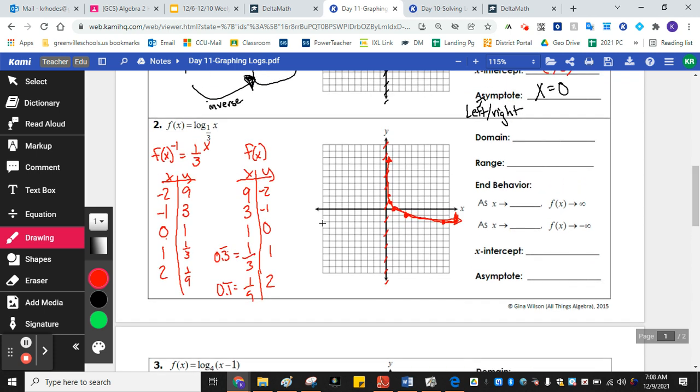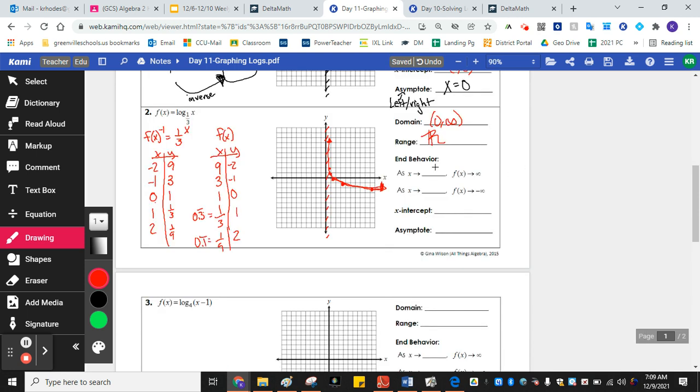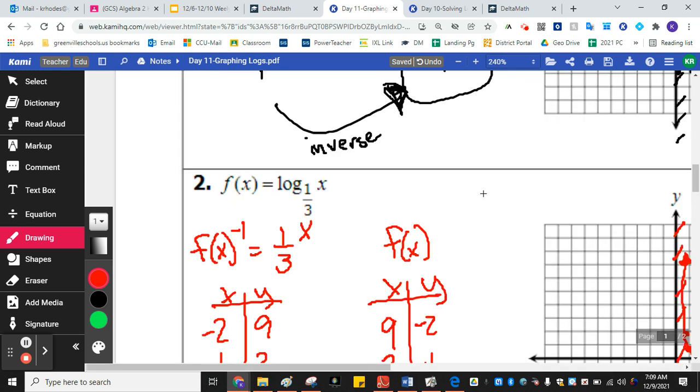Domain, left to right. First thing you get to is your asymptote at 0 to infinity, going right forever, going down forever, going up forever. So just like exponentials always have a domain that's all real numbers, logs always have a range that's all real numbers.